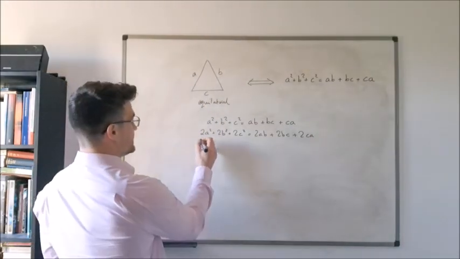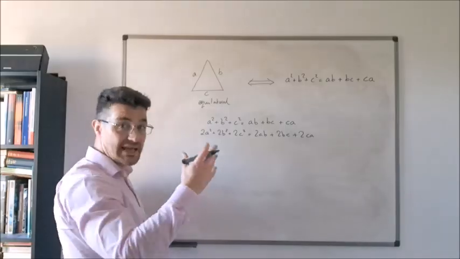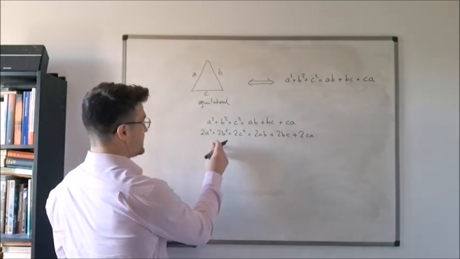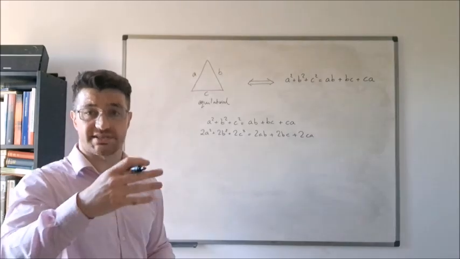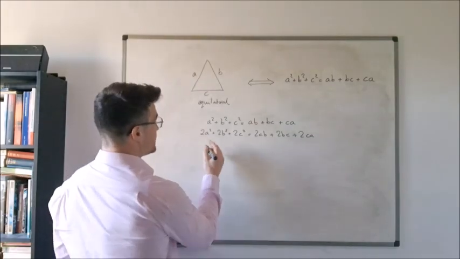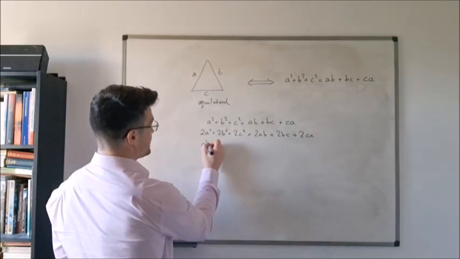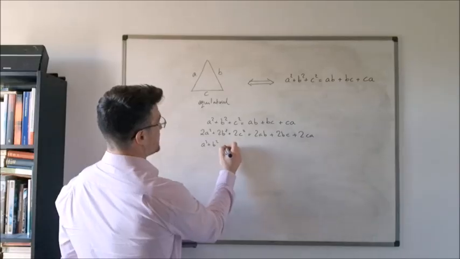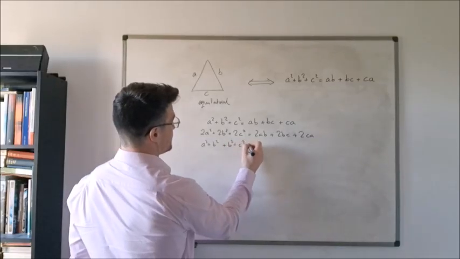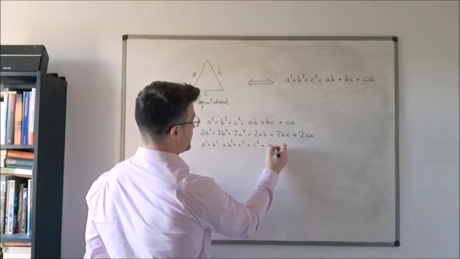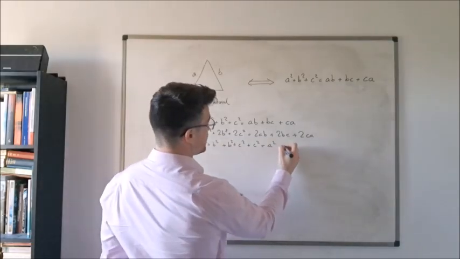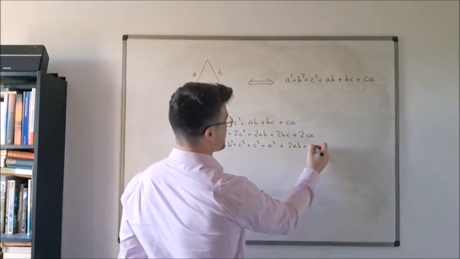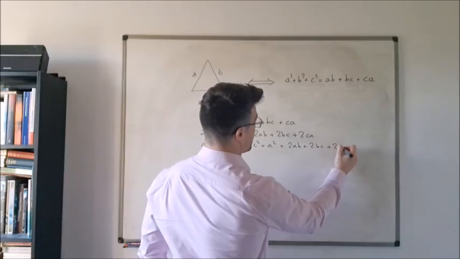Okay, so now 2a squared means a squared plus a squared. 2b squared means b squared plus b squared. 2c squared means c squared plus c squared. So what I can do now is I can write this: a squared plus b squared plus b squared plus c squared plus c squared plus a squared. And this is equivalent to this. And this is equal to twice ab plus twice bc plus twice ca.